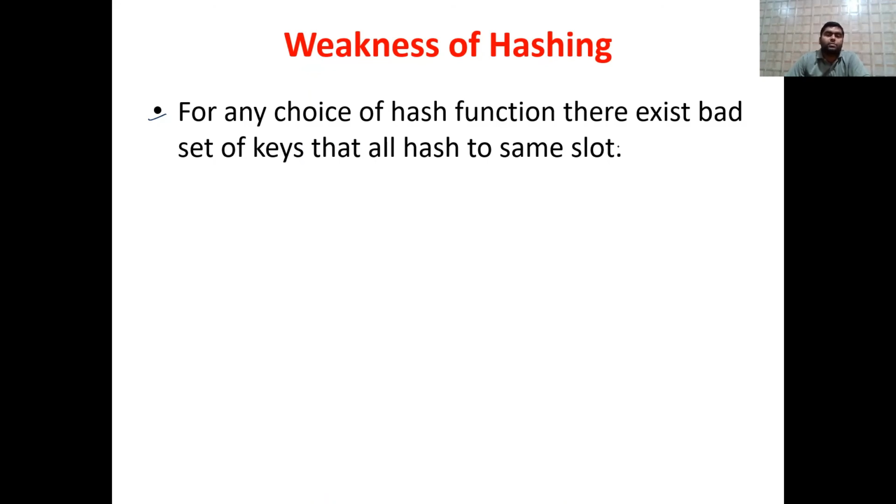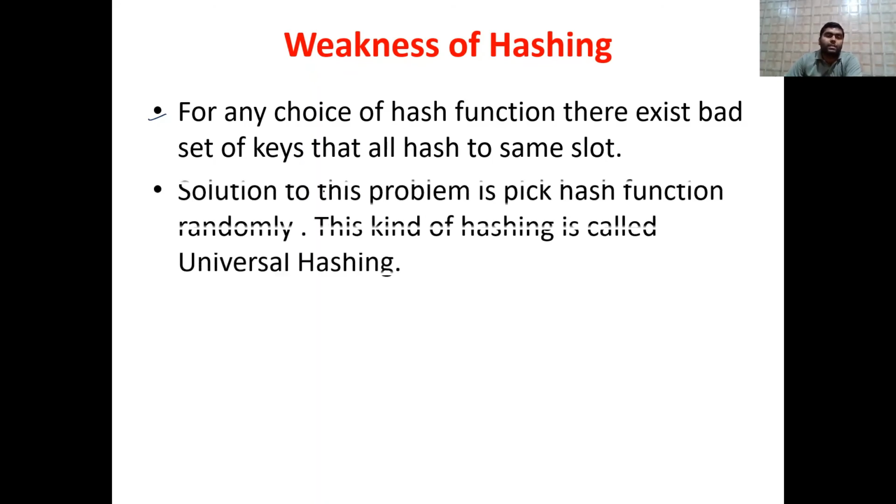So there is a chance of collision. So this is the weakness. Second is what? The solution to this problem is to pick the hash function randomly. This kind of hashing is called what? Universal hashing. So if you pick the hash function randomly, then this hashing is known as universal hashing.